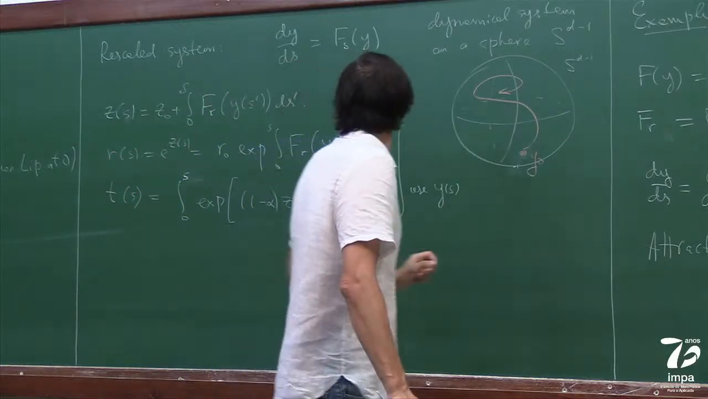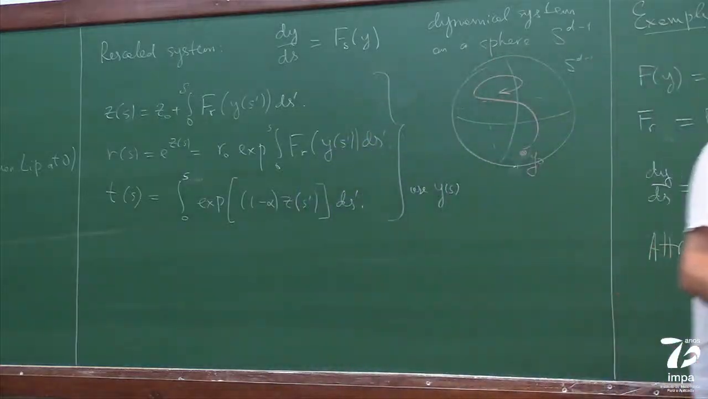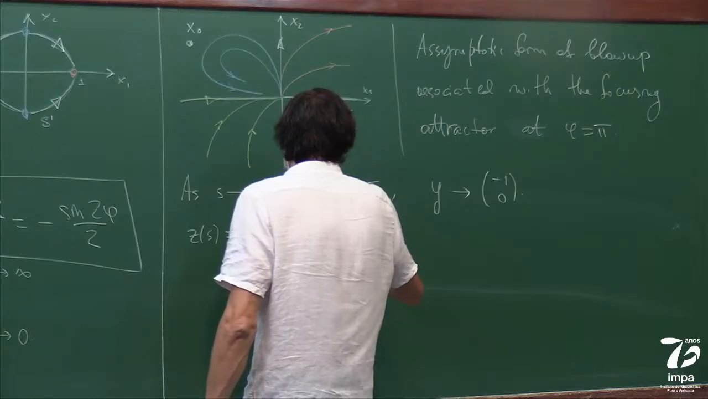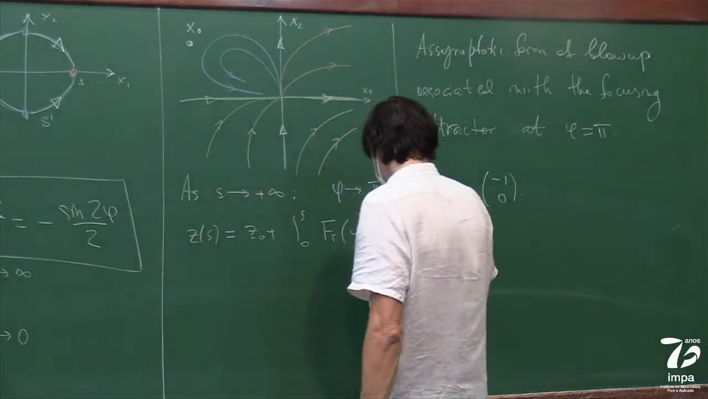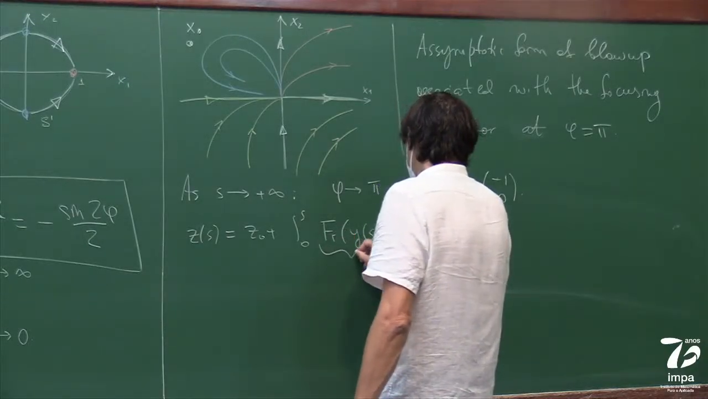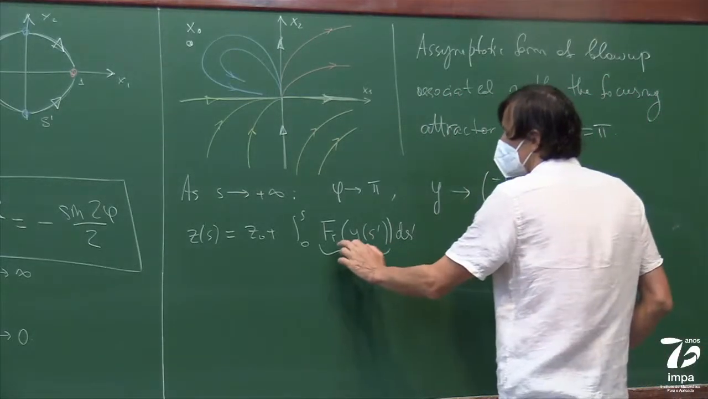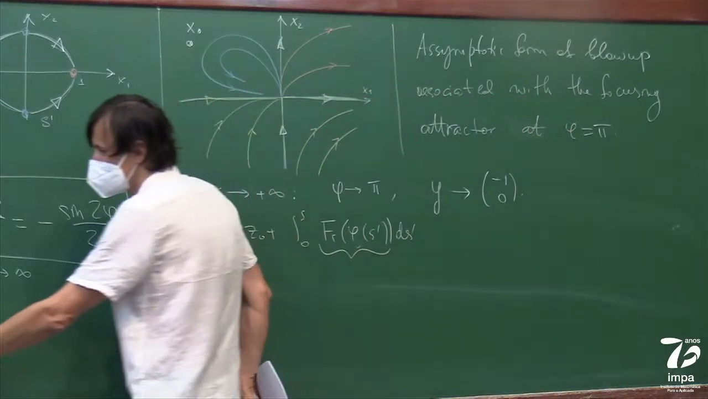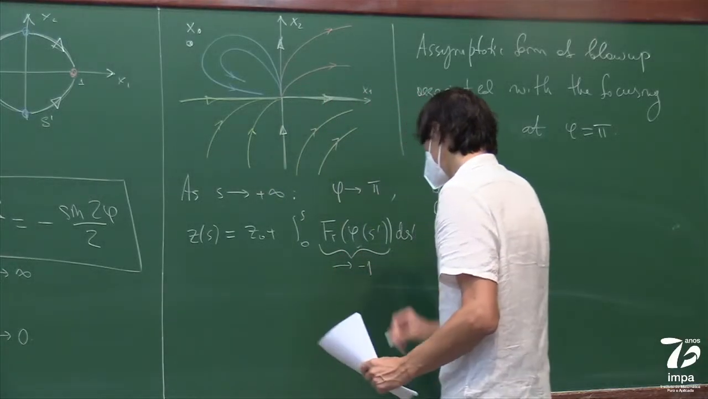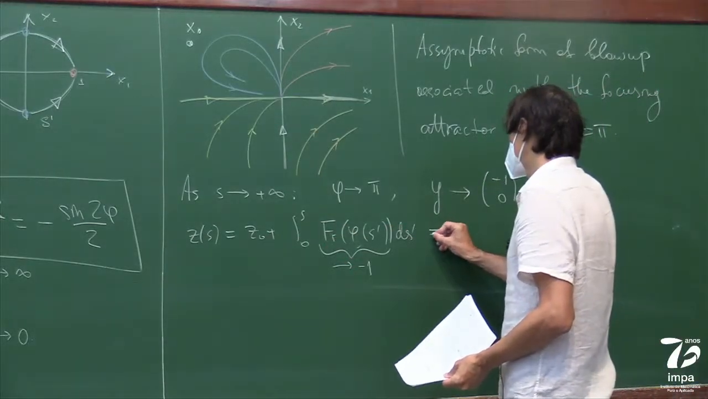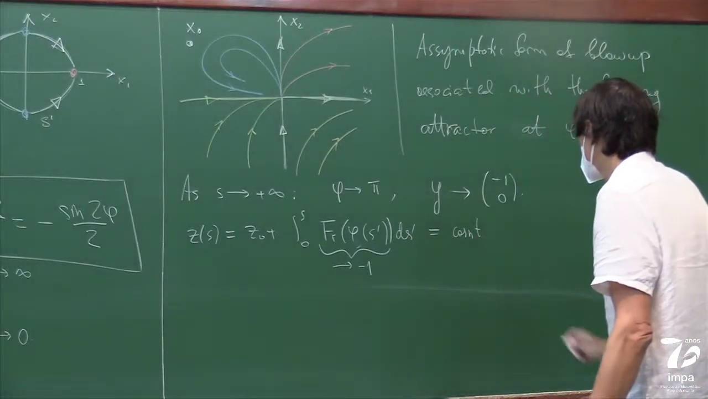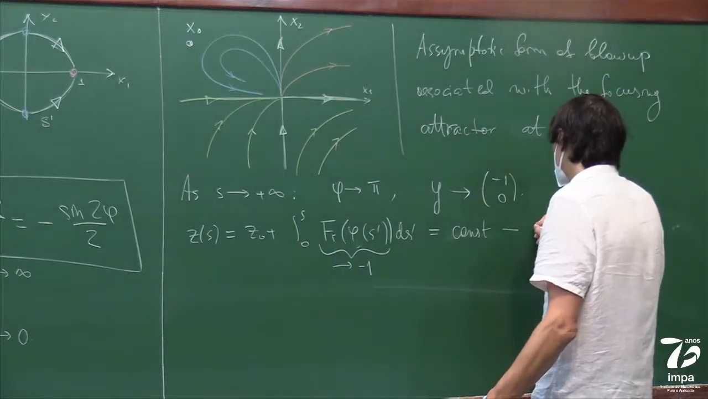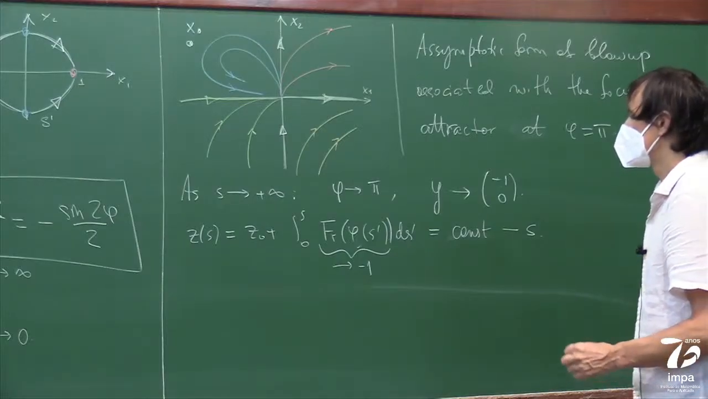So let's start with z. What happens with z? So z of s is z0 plus the integral from 0 to s of f r y of s prime ds prime. So we know that y goes to this number, and when phi goes to pi, the f r goes to minus 1. So up to the constant, there will be some constant which corresponds to the behavior before the asymptotic regime. And then this will be minus 1, so it will be minus s. So this is the asymptotic form of z, which is constant minus s.